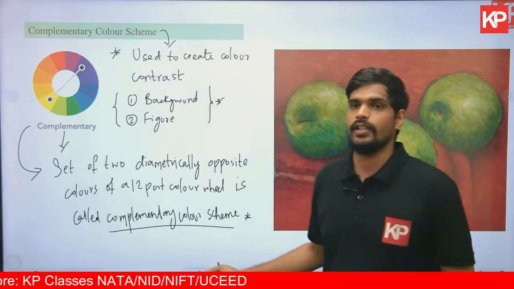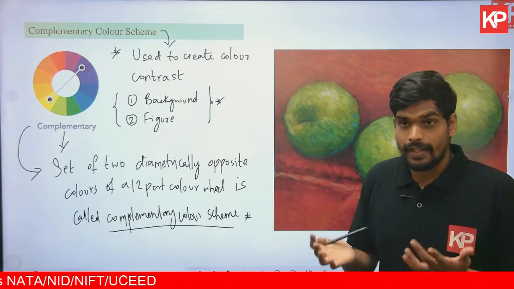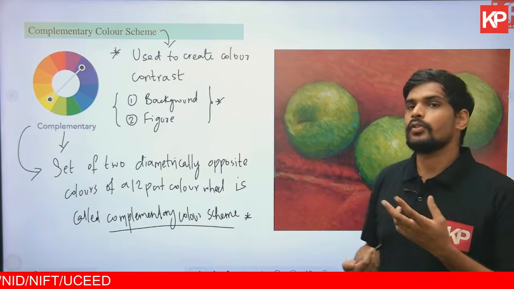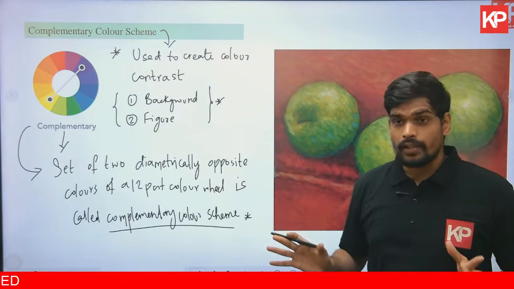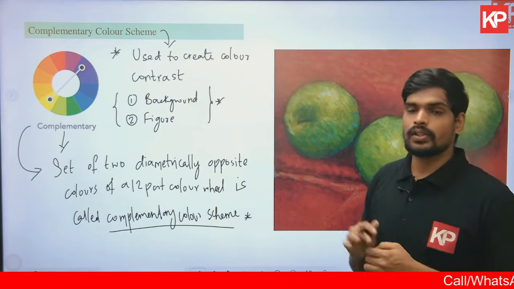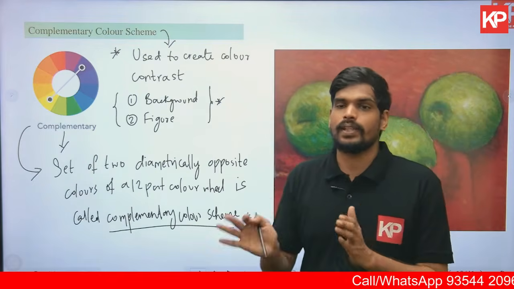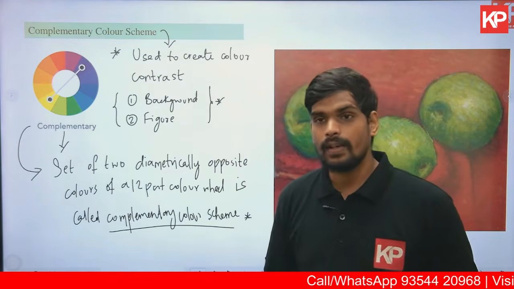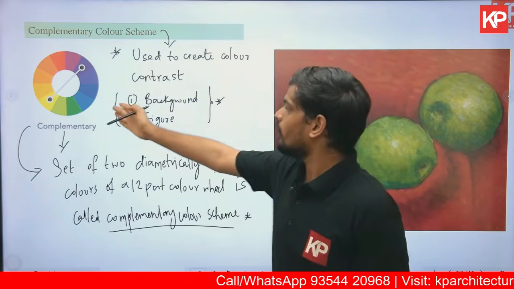So write down the definition. So write all these points. Point number one, what is the use of complementary color? They are used to create color contrast. Point number two, they are used in the background and the figure generally in any composition. If you are using two colors to create a composition of figures, to select the appropriate background and the color of the figures, you can use complementary color scheme. Point number three, the definition. Set of two diametrically opposite colors of a 12-part color wheel is called a complementary color scheme. Example, you can look over here.